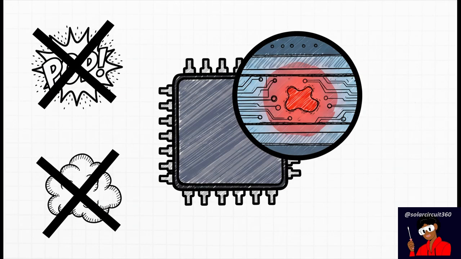This first failure, it's completely silent. There's no pop, no puff of smoke, nothing. It's a microscopic thermal collapse deep inside the silicon of the MOSFET itself. It happens long before you have any idea something is wrong.